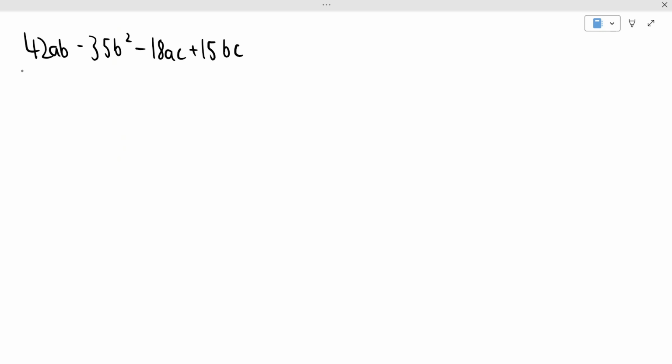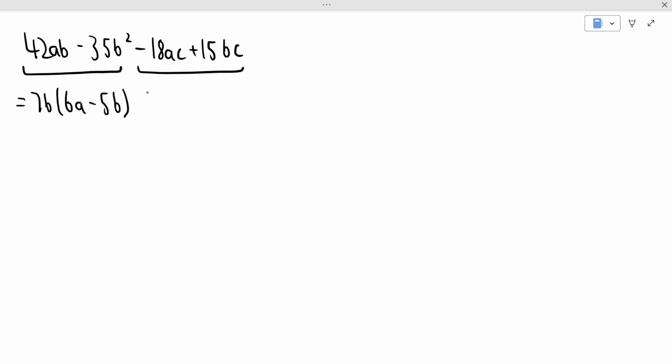Let's do another example. 42ab and minus 35b squared have a b in common, so we'll put these two terms in a group. Minus 18ac and 15bc have a c in common, so we'll put these two terms in a group. We'll start by factoring our first group. The greatest common factor between the two terms in the first group is 7b, so we'll take out a 7b from both terms. 42ab divided by 7b is 6a, and minus 35b squared divided by 7b is minus 5b.